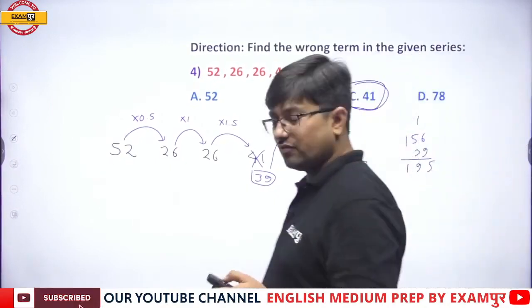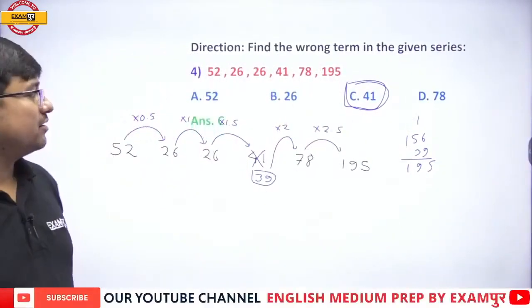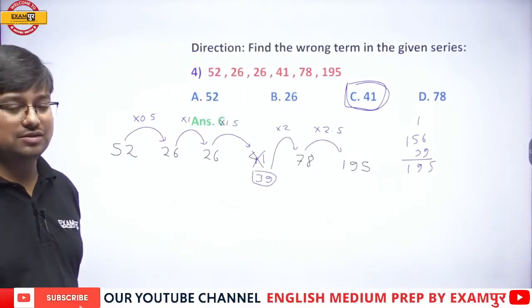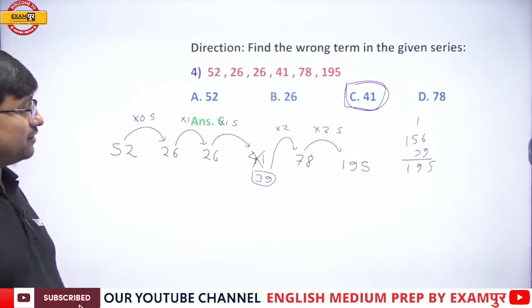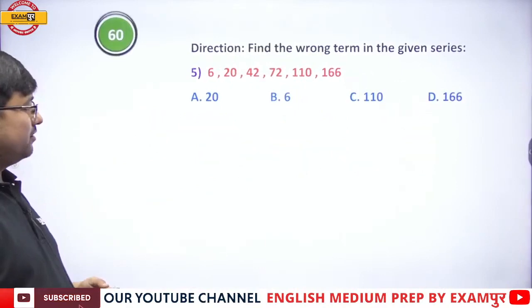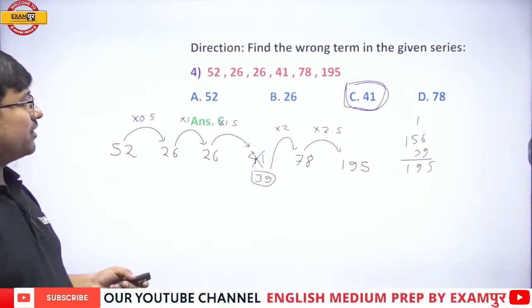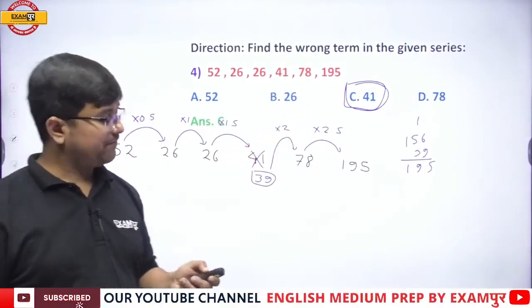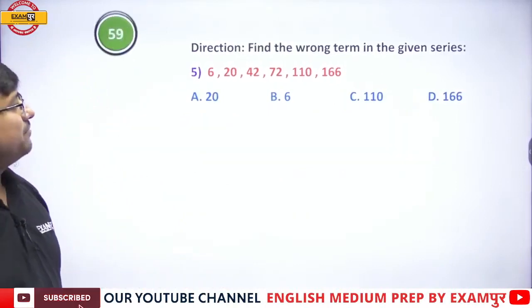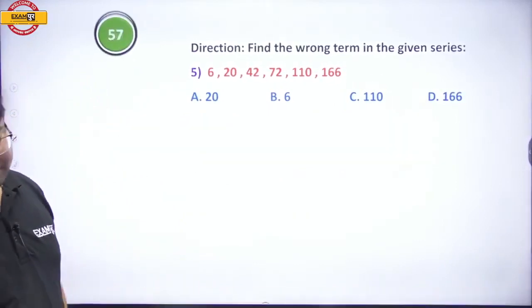Therefore the wrong term is 41. I hope it is very, very clear. Fine, everybody. Answer is option number C, 41. All right, everyone. Next. So I hope all of you are getting why option C, 41, is the wrong term. Next one, guys. Hurry up.